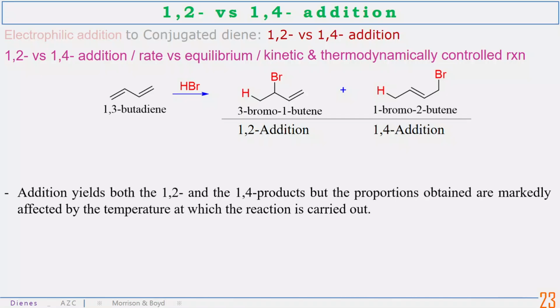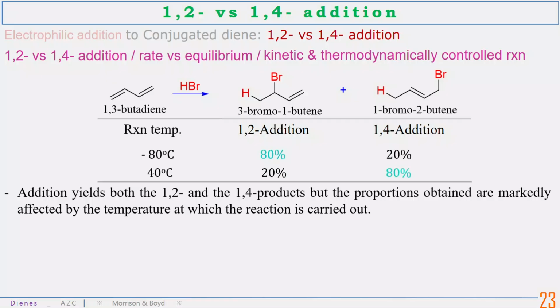Addition of hydrogen bromide to 1,3-butadiene yields both the 1,2 and the 1,4 products. The proportions in which they are obtained are markedly affected by the temperature at which the reaction is carried out. Reaction at a low temperature yields a mixture containing 20% of the 1,4 product and 80% of the 1,2 product. Reaction at a higher temperature yields a mixture of quite different composition, 80% of the 1,4 product and 20% 1,2 product.